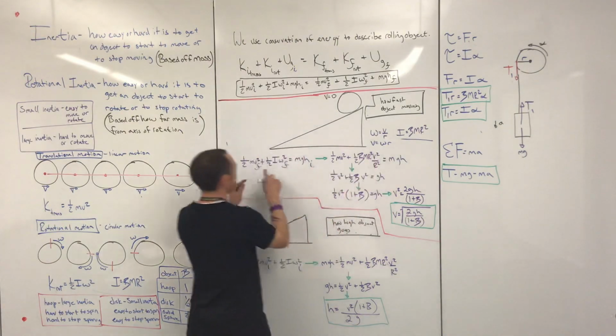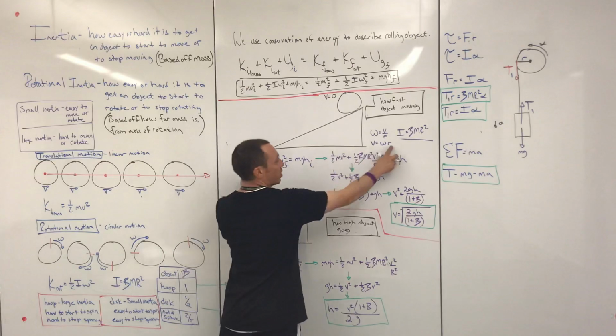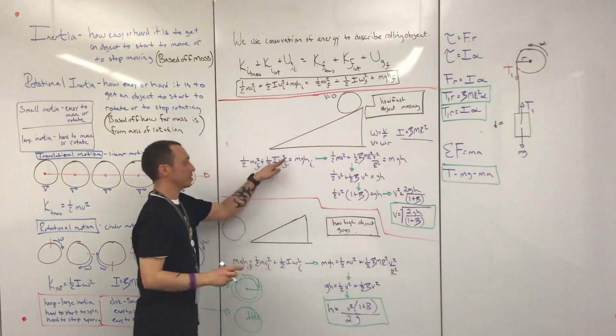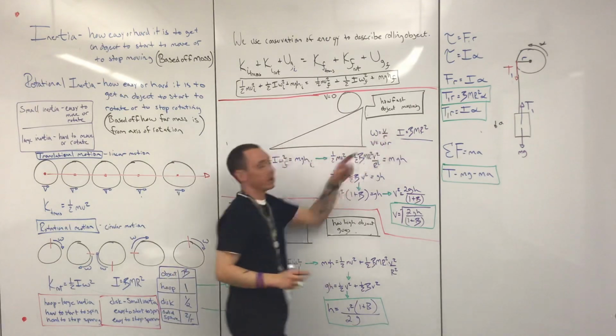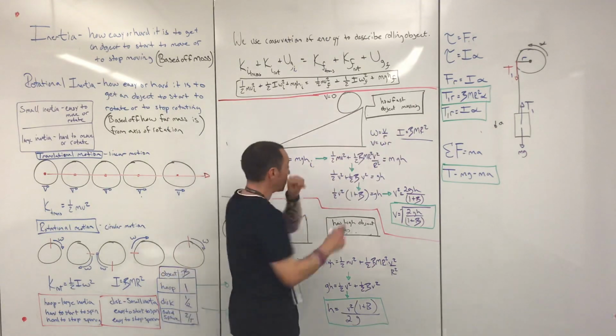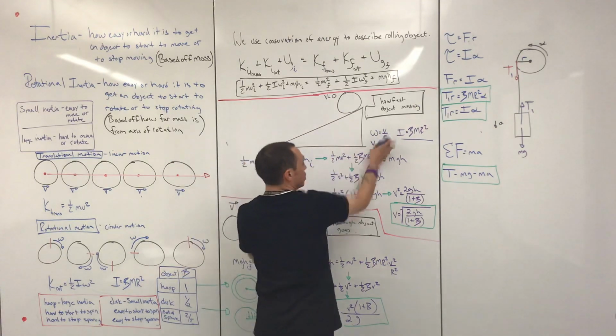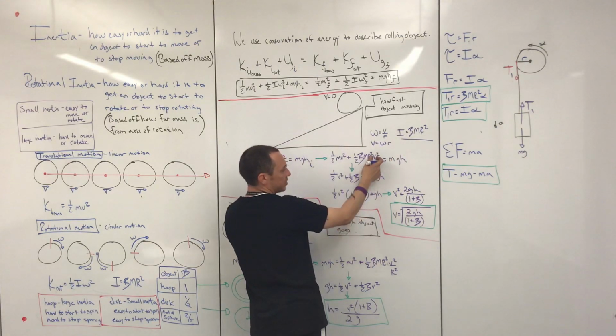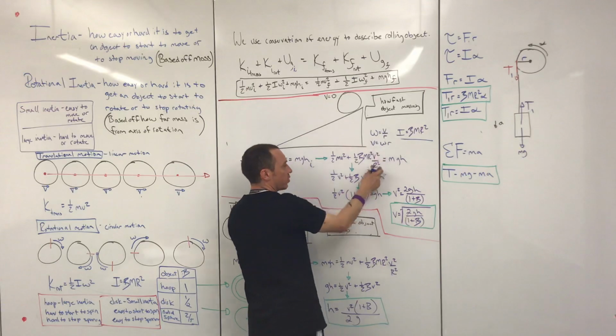We can change either this v to omega r, or we can change this omega to v over r, or since it's omega squared, it's going to be v squared over r squared, right? So since we're looking for v, that's what we do. We turn the omega into the v over r, and just like we said, since it's squared, it's going to be v squared over r squared.